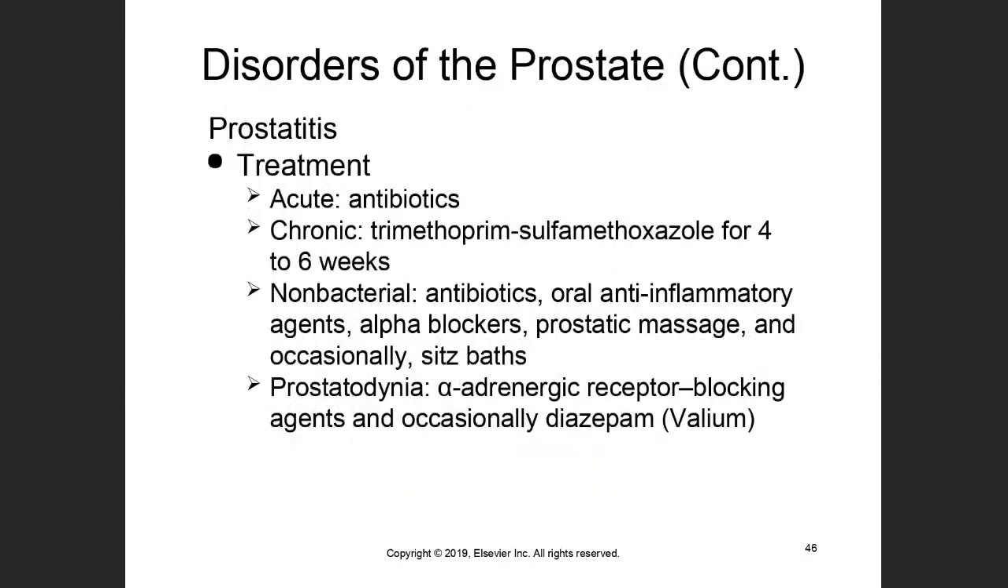The treatment, of course, is antibiotic. It's always antibiotic. One of the most common antibiotics is trimethoprim-sulfamethoxazole. And we also use other medication. Alpha adrenergic receptor blocker is the common medication used for benign prostatic hyperplasia.